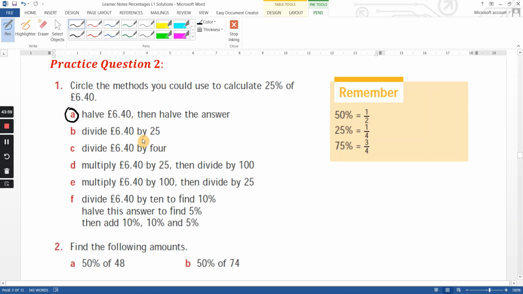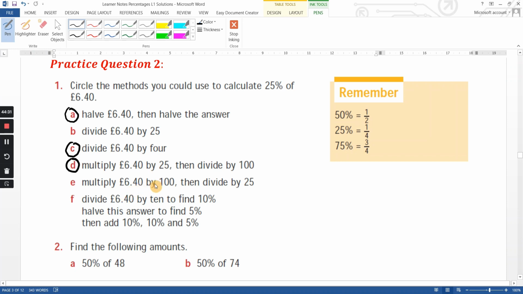Divide £6.40 by 20. No, that's not going to work. That's not going to give you 25%, so definitely not that one. Divide £6.40 by 4. Yeah, because that's the same as a quarter, which is 25%, so that works. Multiply £6.40 by 25, then divide by 100. Yeah, so multiply by 25, divide by 100, that's right, 25%. Yes, that works.